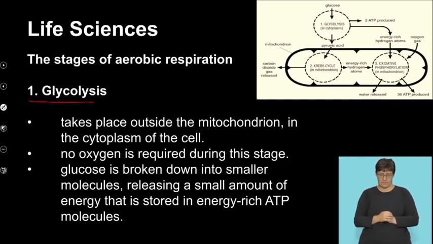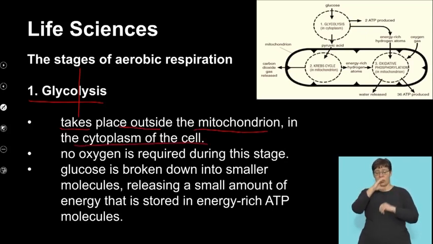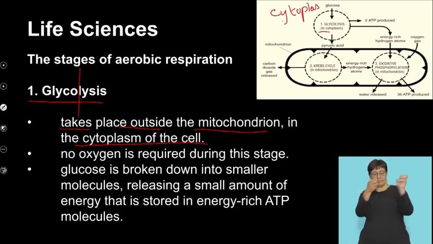So guys, as I mentioned, glycolysis refers to the splitting up of glucose. So this takes place outside the mitochondria in the cytoplasm of the cell. So as we look at the cell, we know that outside the mitochondria we have the cytoplasm. So we're in the cytoplasm here, and this is where glycolysis is taking place. As I mentioned, it's in the cytoplasm. No oxygen is required during this stage. So it's again a process that does not require the oxygen.